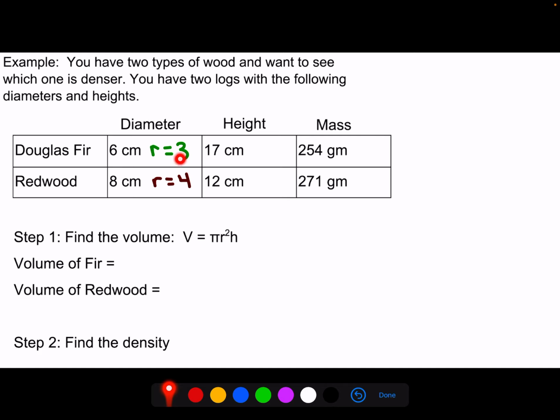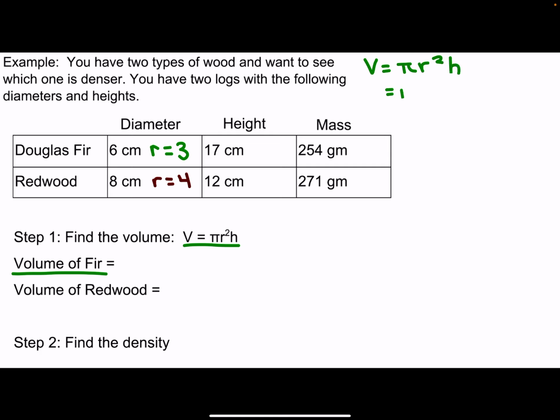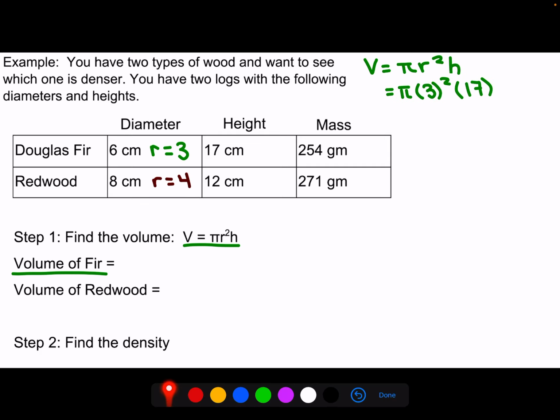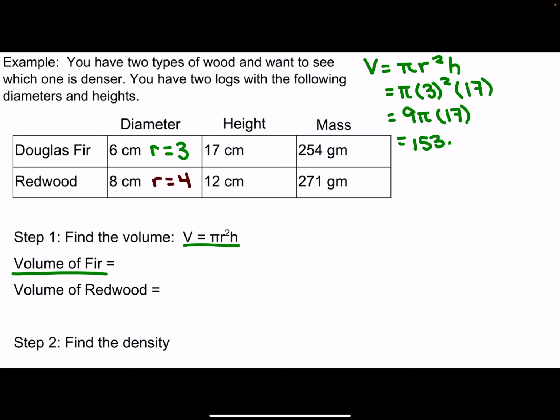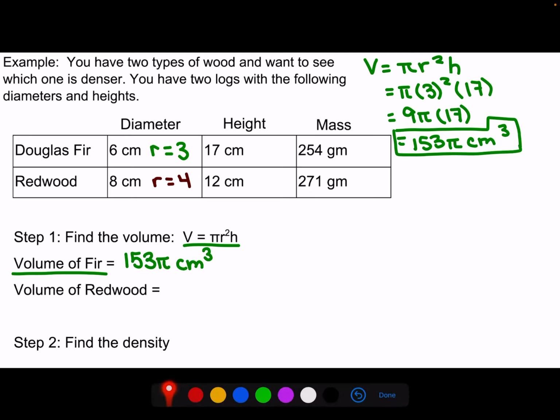Starting with the Douglas fir, I'm going to plug in the variables for r and h into our formula. We'll have volume is equal to pi times 3 squared times 17. 3 squared is 9. 9 times 17 is 153 pi centimeters cubed.